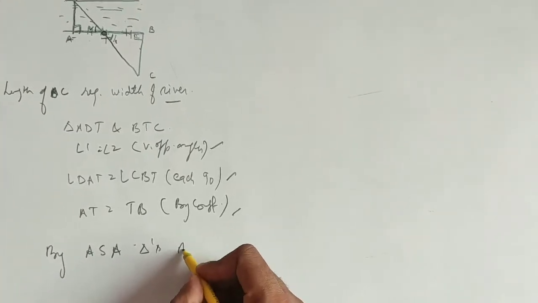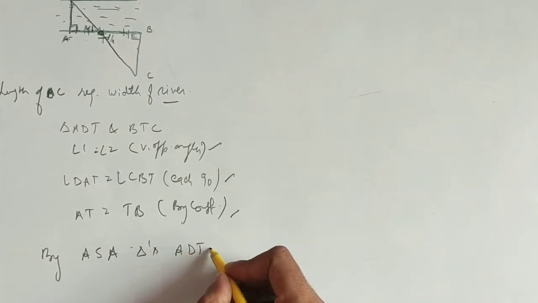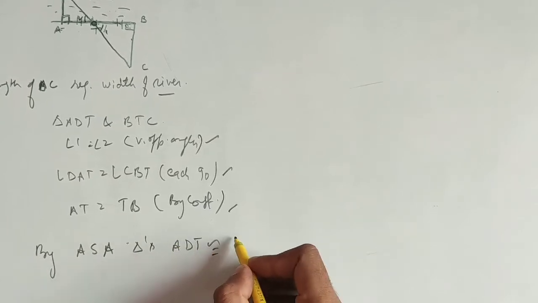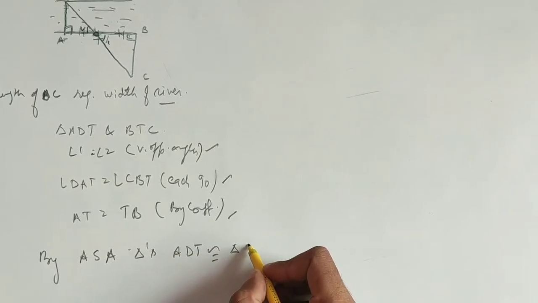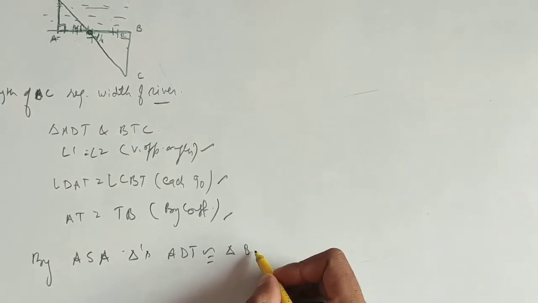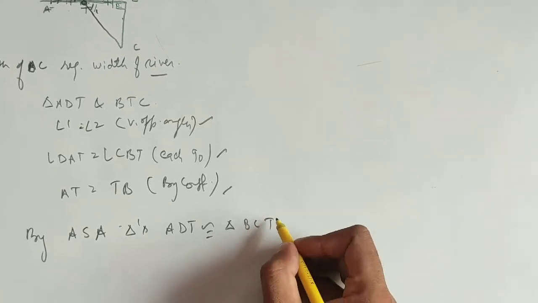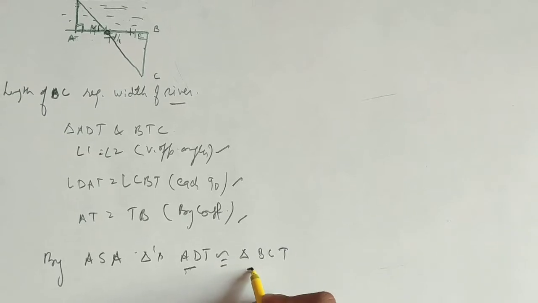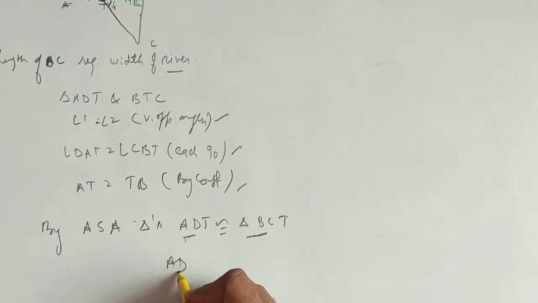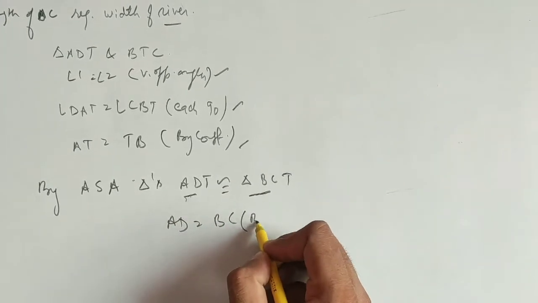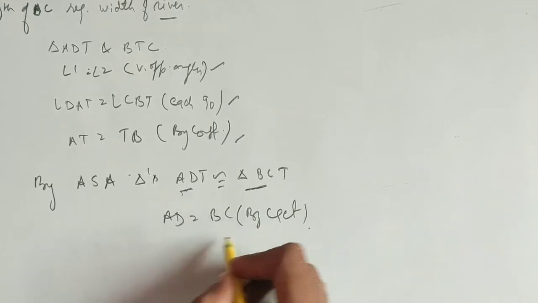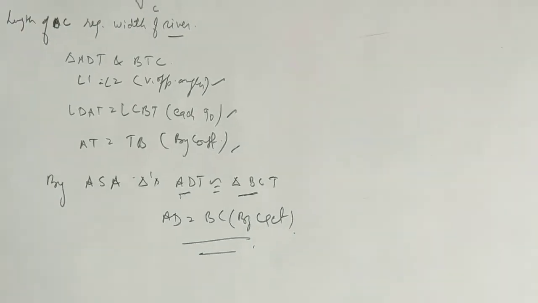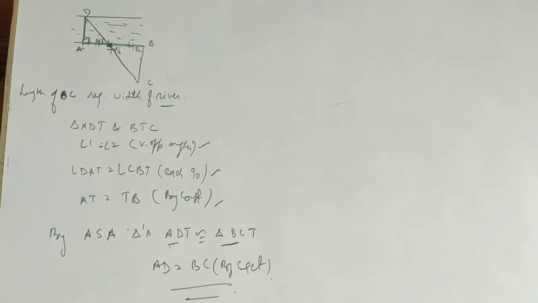triangle ADT is congruent to triangle BCT. Okay, and from this, by CPCT, we can clearly see that AD will be equal to BC by CPCT. Okay.